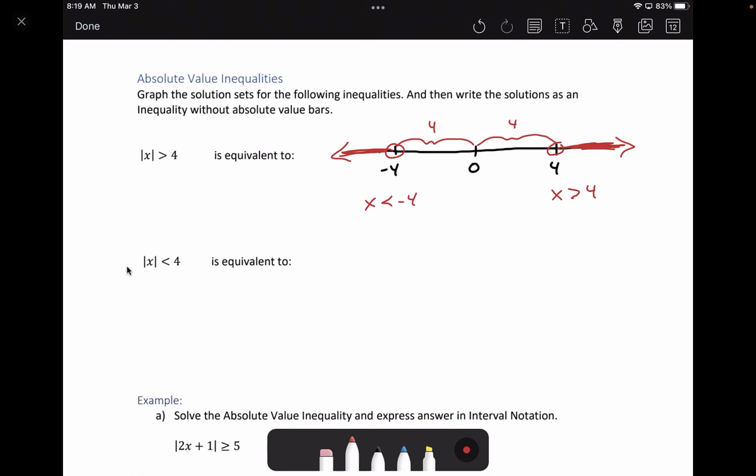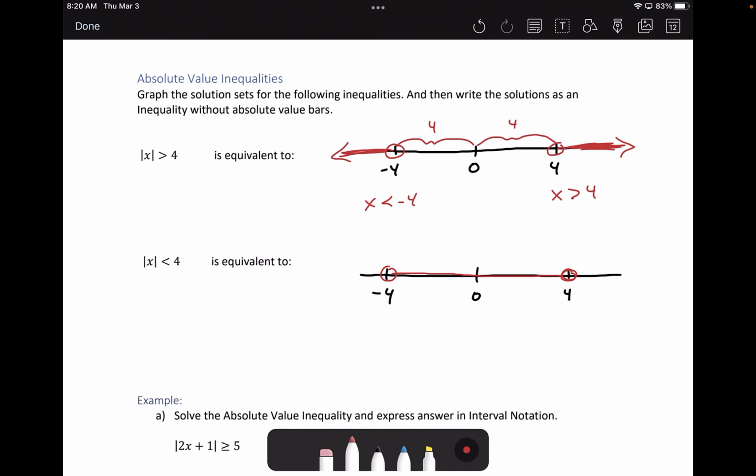In the next example, we have the absolute value of x is less than 4. Again, let's look at that on a number line. So 0 is in the middle. We have negative 4 and positive 4. We want the distance from 0 to be less than 4. So this time, we're looking at everything between negative 4 and positive 4, because we want that distance from 0 to be less than 4.